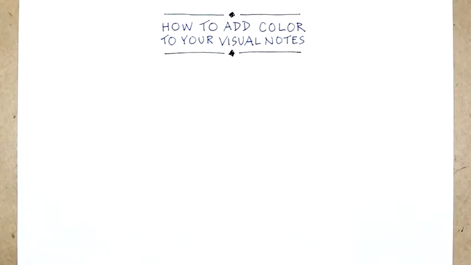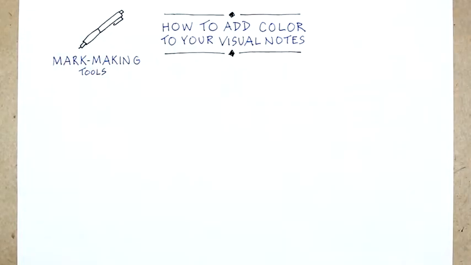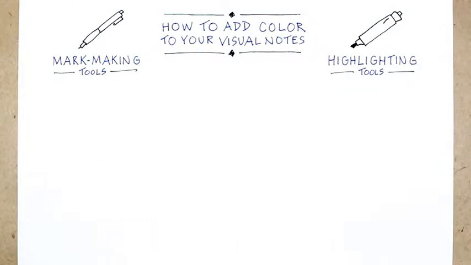To understand how to use color effectively within your visual note-taking process, I think it's useful to break down your options into two types of tools: mark-making tools and highlighting tools. In this video, we will look at each of those individually, and then in the next, we'll look at some examples of how you might use them together.